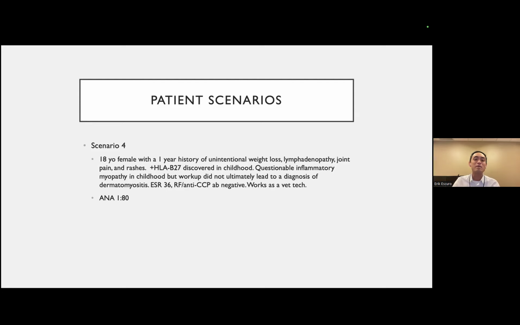So an 18-year-old female with a 1-year history of unintentional weight loss, lymphadenopathy, joint pain, and rashes. She actually has this really interesting story from when she was really young, where they thought that she might have an inflammatory muscle disease. There wasn't a diagnosis that came out of that, but they did find a positive HLA-B27. Inflammatory markers like a SED rate were elevated, but RA labs were normal. And occupationally, she works as a vet tech, and her ANA was 1 to 80.